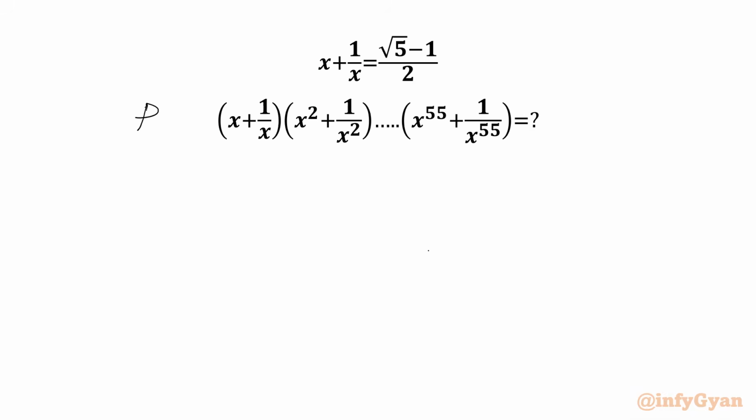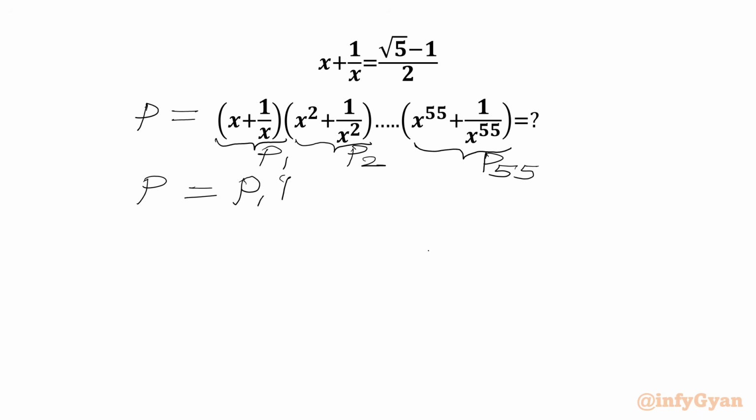I will assume the product equal to P. Let's say x plus 1 over x is P1, x square plus 1 over x square is P2, x cube plus 1 over x cube is P3, up to x power 55 plus 1 over x power 55, P55. So we are going to find P, which is nothing but P1 times P2 times P3 times P4 times up to P55. Now this is P1. We will write here P1.